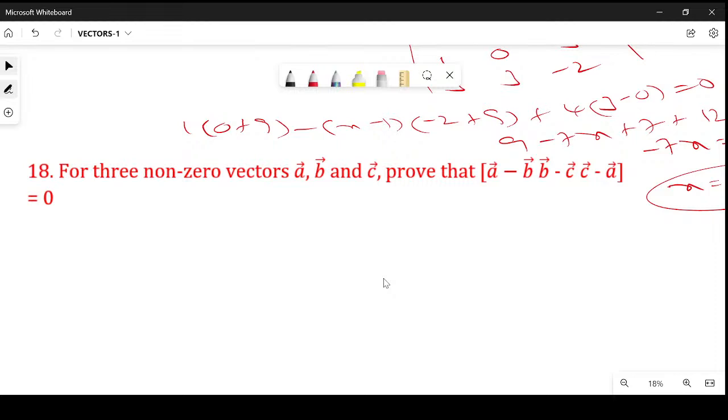We can expand this. The value is equal to 0, and we should show that. Everything can cancel. Now for 3 non-zero vectors A bar, B bar, C bar, prove that this result will be 0. I can consider box A bar minus B bar, B bar minus C bar, C bar minus A bar. If we take this, I can write A bar minus B bar, cross or dot, you can consider anything. We use the scalar triple product.